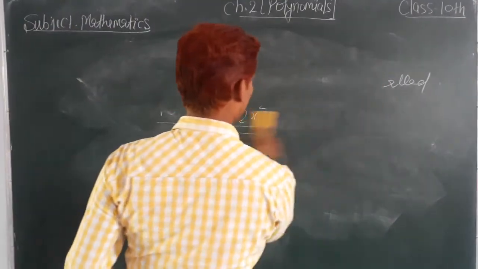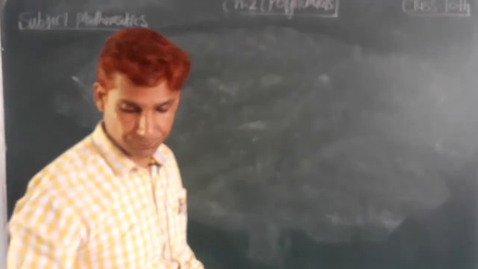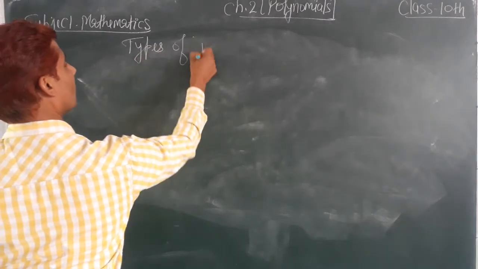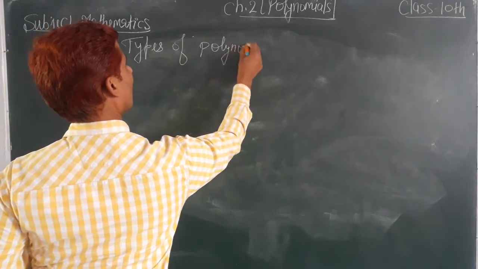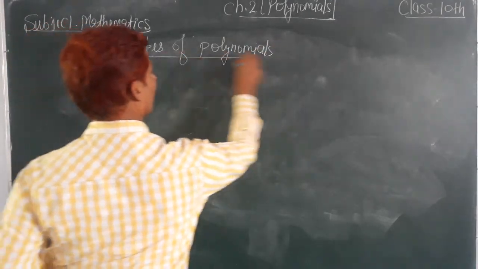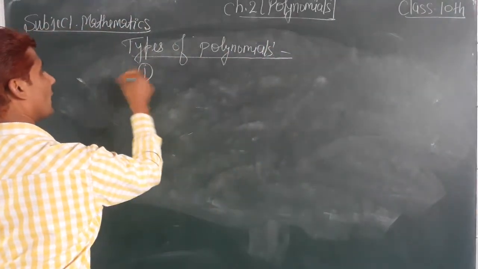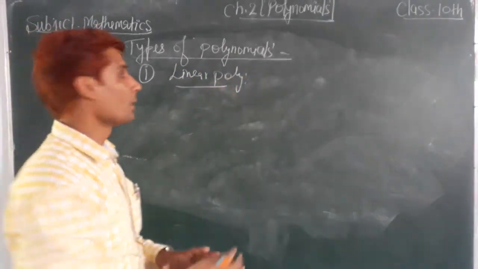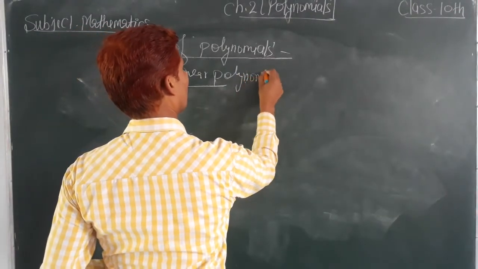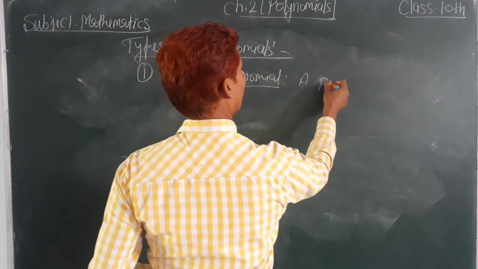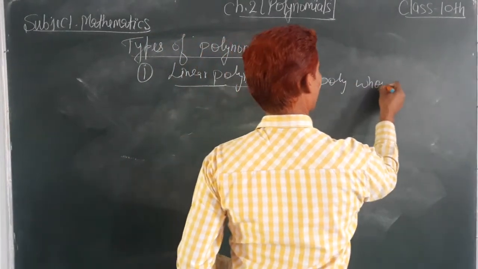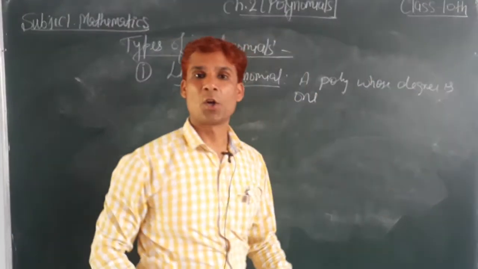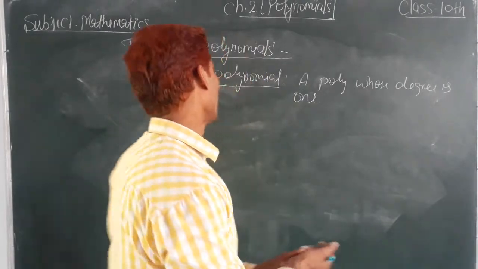Now types of polynomial. Next, our topic is types of polynomial. First type, number 1, linear polynomial. A polynomial whose degree is 1. ऐसा polynomial जिसकी डिग्री 1 हो वो linear polynomial कहलाएगा.